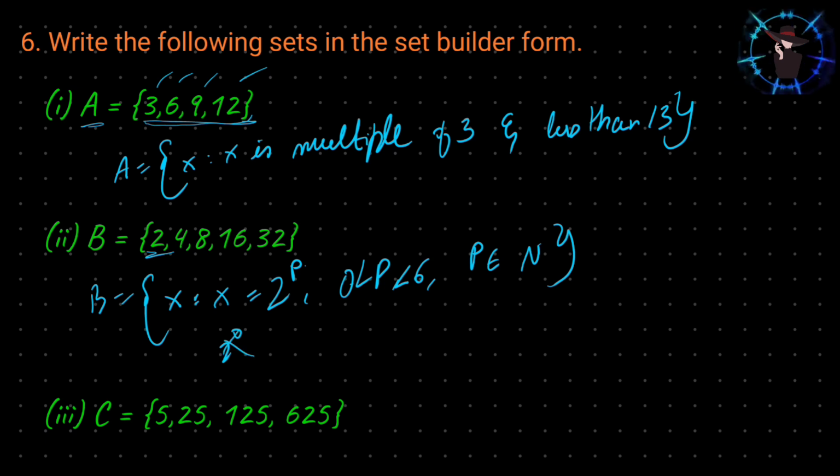Let's take the value 1. After 0 comes 1. 2 power 1 is 2. 2 power 2 is 4. 2 power 3 is 8. 2 power 4 is 16. And 2 power 5 is 32. And we cannot take 6 as well because it doesn't say equal to 6. It only said stop before 6. So it ends at 32.